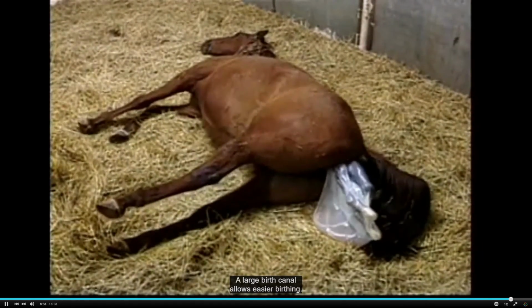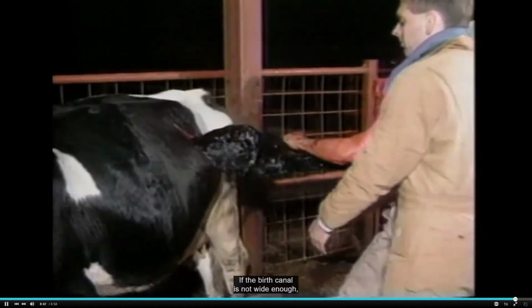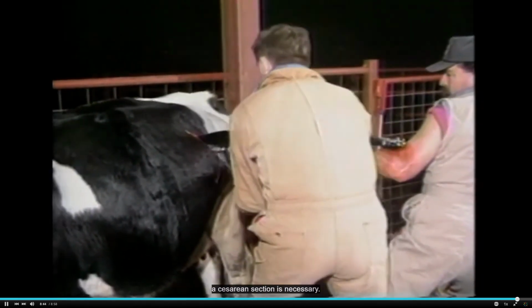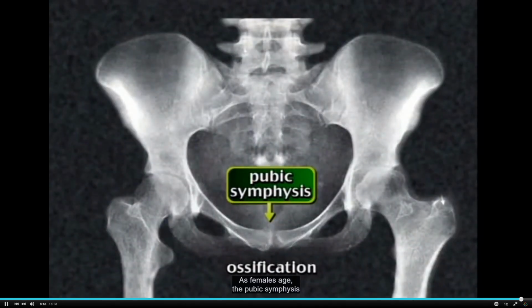A large birth canal allows easier birthing. If the birth canal is not wide enough, a cesarean section is necessary. As females age, the pubic symphysis ossifies, which fuses the two halves of the pelvis together. This means the pelvis does not separate as easily.